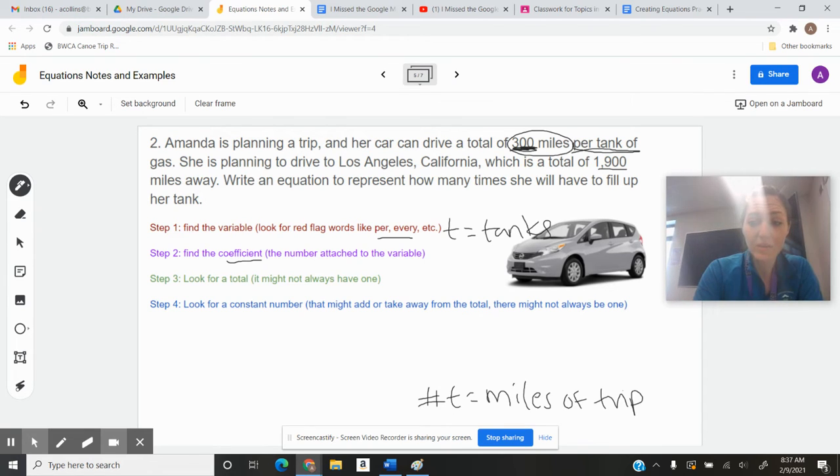If I only filled up my car, or put 1 tank of gas in my car, I would take 1 times 300 miles. I'm only going 300 miles if I put 1 tank of gas in. If I put 2 tanks in, I would take 2 times 300, and I would have 600 miles total. Okay, so I know that somewhere in my equation, I'm going to be putting in 300 times T, tanks of gas. And I want that to be equal to the number of miles that I want to travel for my trip.